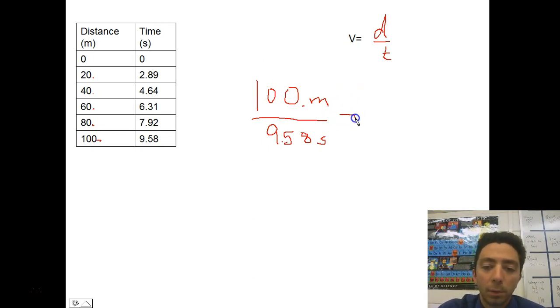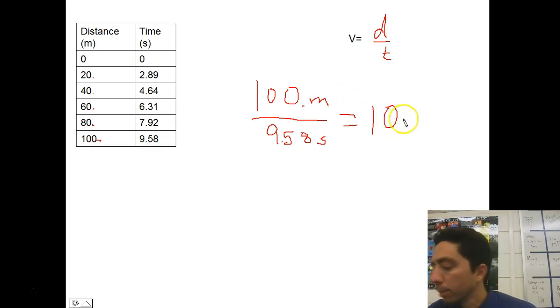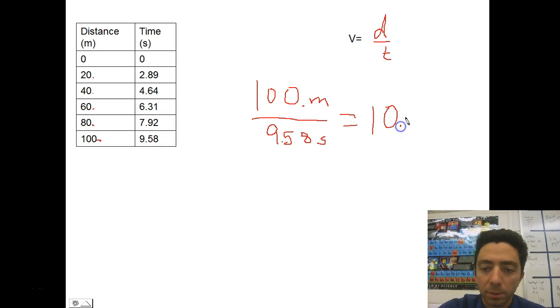If we're going to type this into a calculator, we can go ahead and divide. 100.0 divided by 9.58 seconds gives me an average speed of 10.4, using correct sig figs, meters per second.